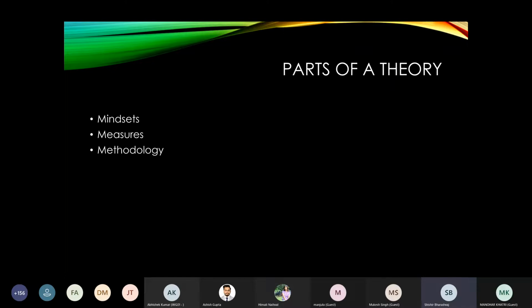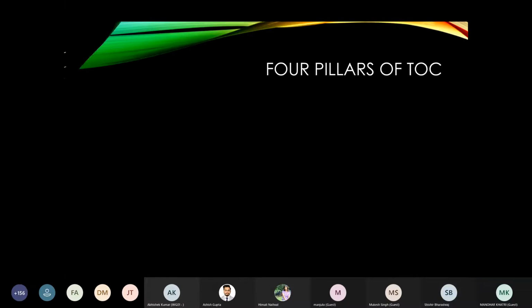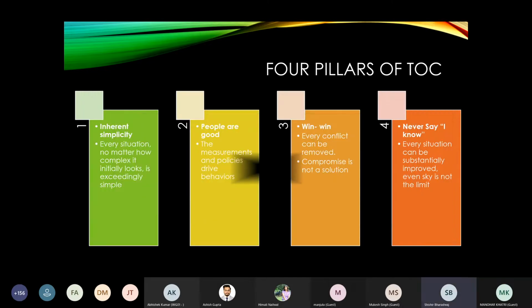So the reason why we call it theory is because these three are done. Mindsets I've touched a bit. Measures I will need to touch because I need to talk about improvement in your productivity. Another example of mindsets of TOC.